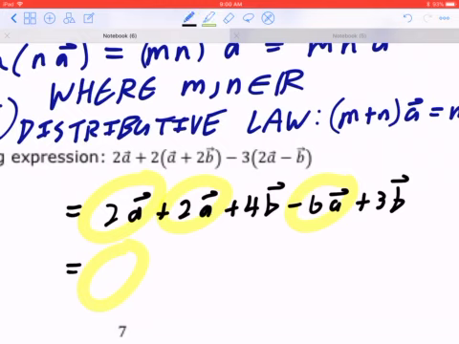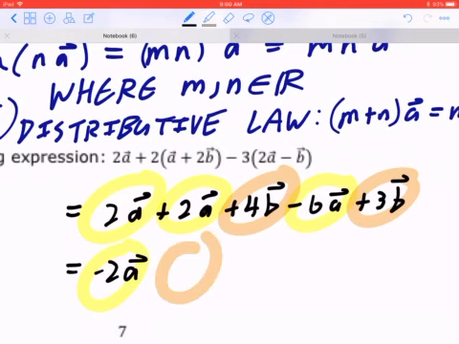So 2 plus 2 minus 6 is negative 2a. Likewise, if you look at 4 plus 3, that's going to give you 7. So the final answer is going to be negative 2a plus 7b.